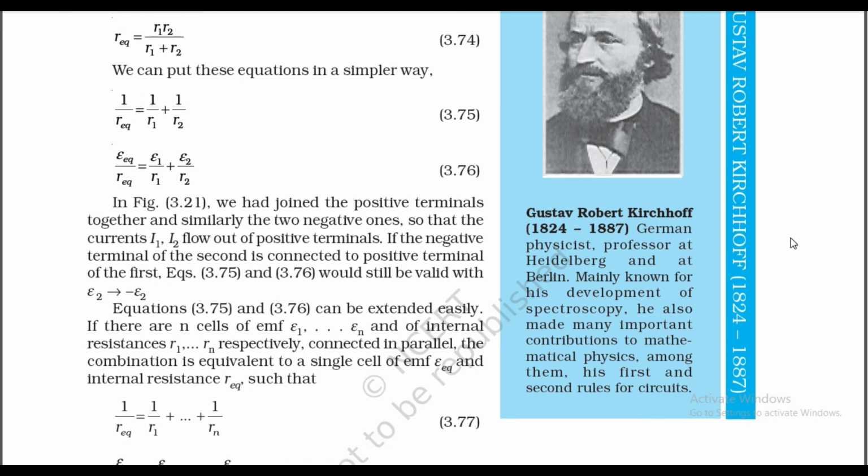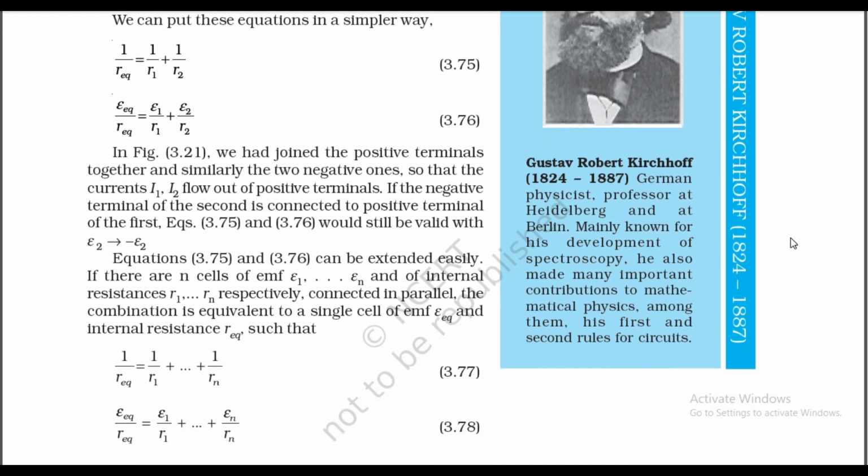In figure 3.21, we had just joined the positive terminals together, and similarly the two negative ones, so that the currents I1 and I2 flow out of the positive terminals. If the negative terminal of the second is connected to the positive terminal of the first, equations 3.75 and 3.76 would still be valid with epsilon 2 replaced by minus epsilon 2. Equations 3.75 and 3.76 can be extended easily.